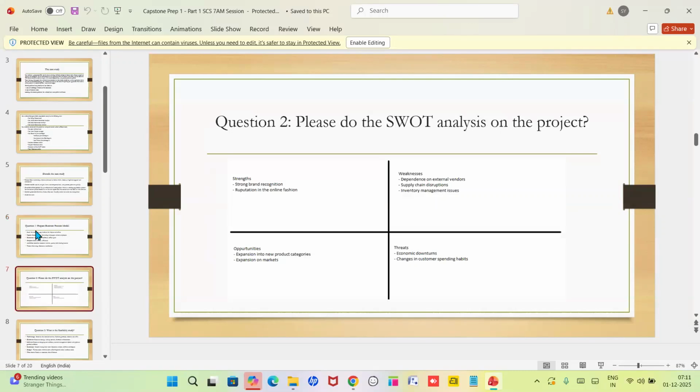And coming to the second question, we need to find out the SWOT analysis. SWOT is nothing but strengths, weaknesses, opportunities, and threats. Like what are the strengths in this project to develop an application. So in my case study, the strengths are a strong brand recognition and a reputation in online fashion. And the weaknesses are a dependence on external vendors and supply chain disruptions and so on. So in this way we need to find out the strengths, weaknesses, opportunities, and threats.